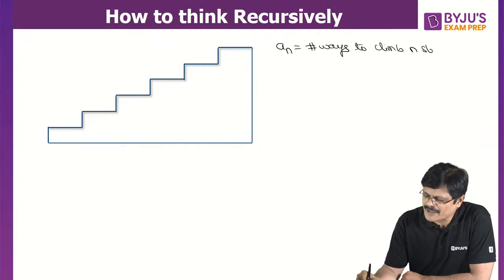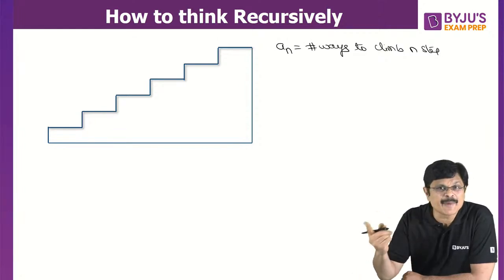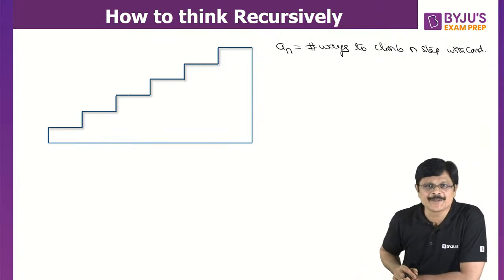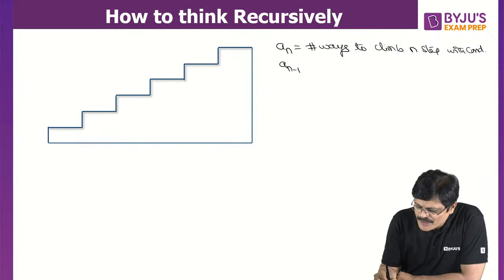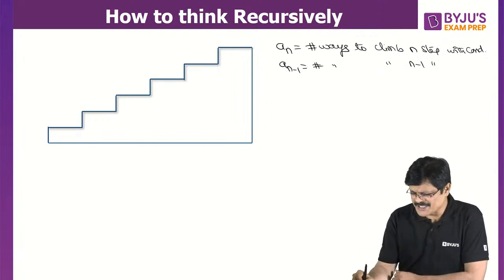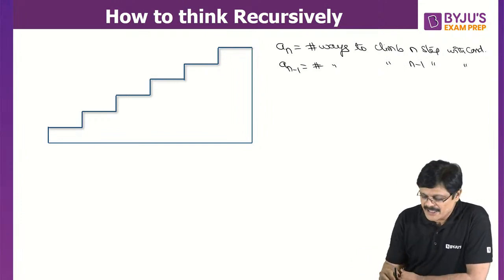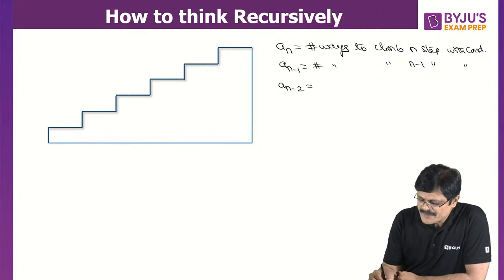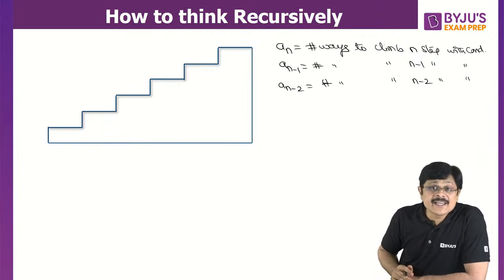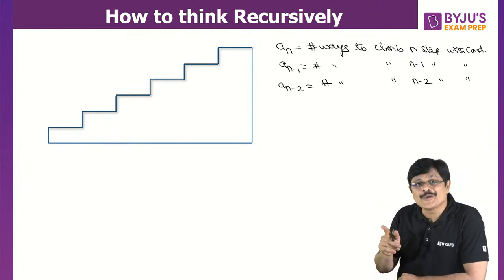n steps. Okay, with the condition such that you can skip at most one step. That condition is always there. So I say with condition. So you all know the condition. No, I'm not writing condition. I'm just saying with condition. Now what will a_{n-1} be? Number of ways he can climb n minus 1 steps with the condition. Condition means he can skip at most one step. What will a_{n-2} be? Number of ways he can climb n minus 2 steps with the condition. Condition means he can skip at most one step.